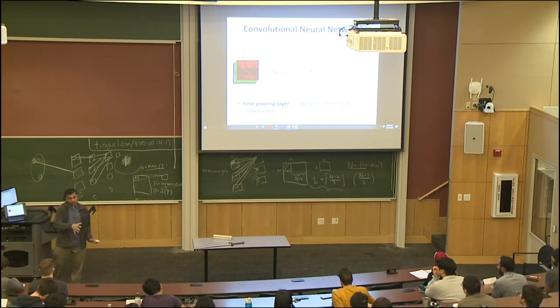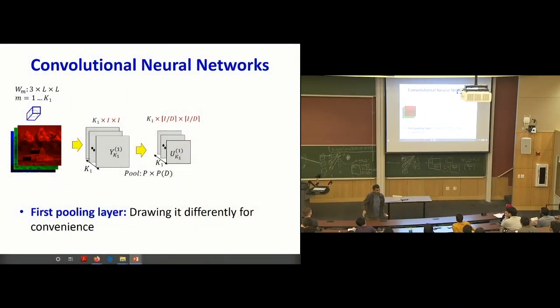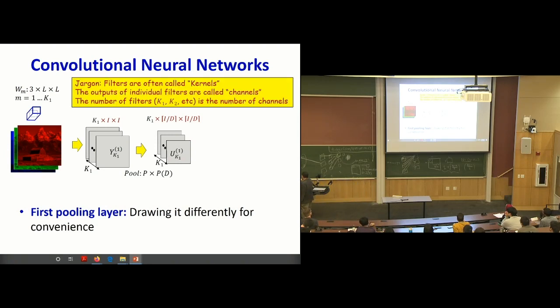And that output is going to give you a collection of maps. The number of maps you get is going to be K1 again, which you can stack because you had K1 filters, right? The next layer is going to be a bunch of, now these filters are also often called kernels, and the outputs are often called channels. These are terminologies you might have encountered.